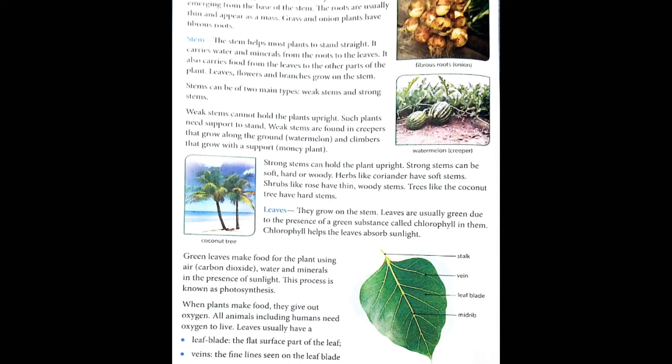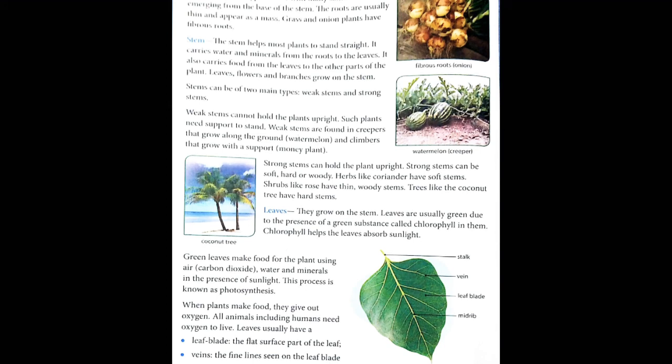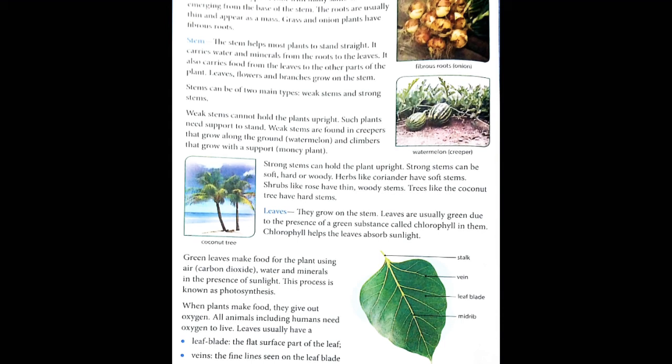So basically it is nothing but the food processing. Okay, how? By utilizing water, minerals, air in the green. Now we will study about the parts of a leaf.